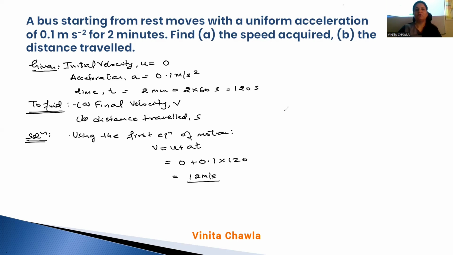Okay. Next we have to find the distance traveled. How do we find the distance? How can we find the distance? Using second or third equation, any equation can be used. In second, if you use second equation, it's S is equal to UT plus half AT square. So we have the values. And if you use third equation, V square minus U square is equal to 2AS, again we have all the values. Okay, so let's use third equation.